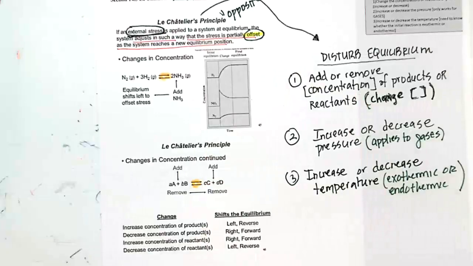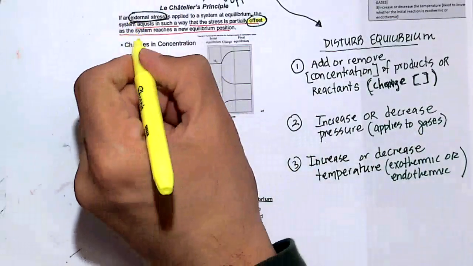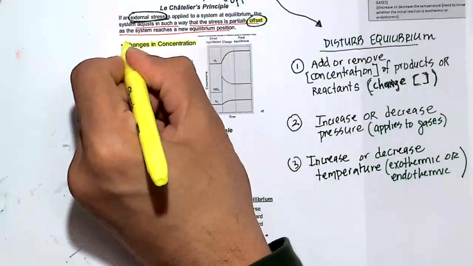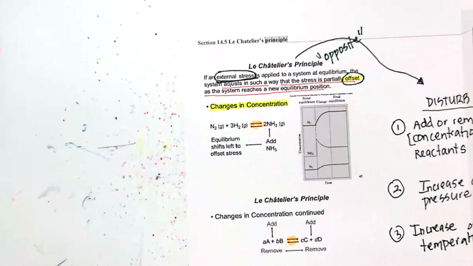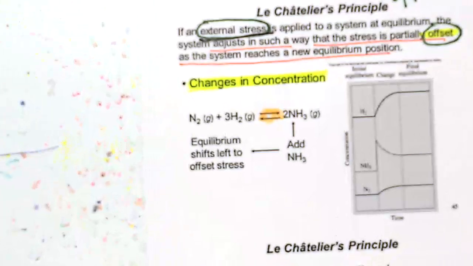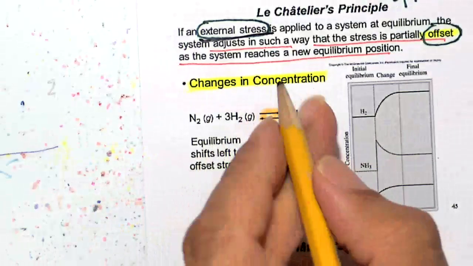All right, let's look at condition 1 here. You add or remove a reactant or product. You change the concentration. This is situation 1, scenario 1: changing the concentration.